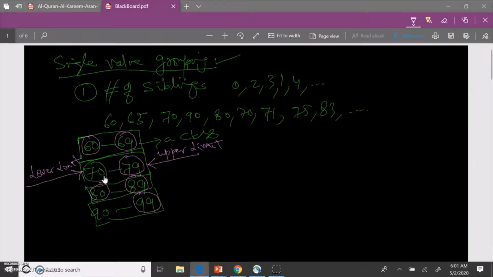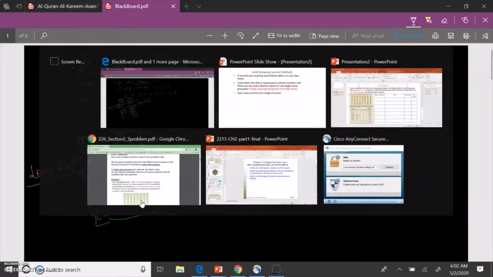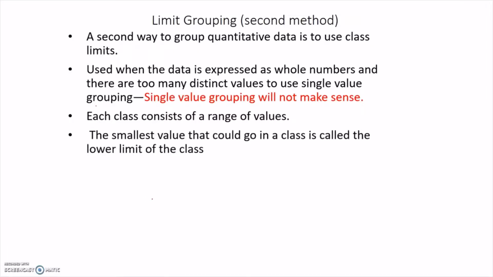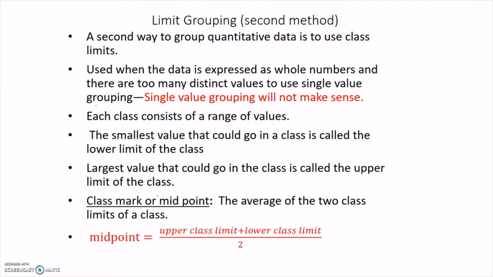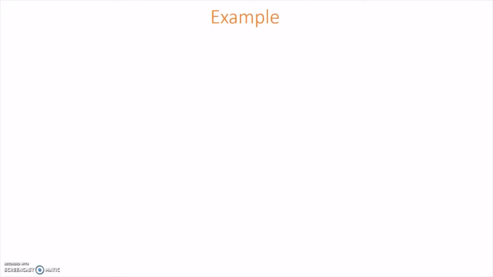So you see all these values, we have classes, and each class consists of a range of values instead of a single value. Okay, how we do this type of grouping, we will take an example to understand the idea. Let's go to the example. I explained all this: the smallest value that can go in a class is called the lower limit of the class. The largest value that can go in a class is the upper limit of the class. And I will explain what we mean by the class midpoint, or class mark, with the help of this example when it comes. Let me take an example now.